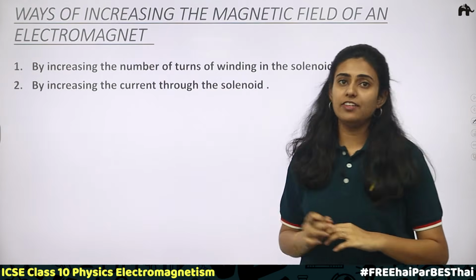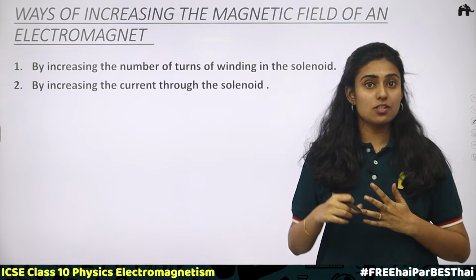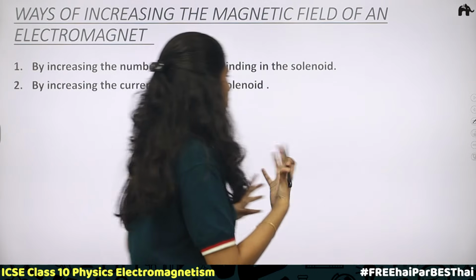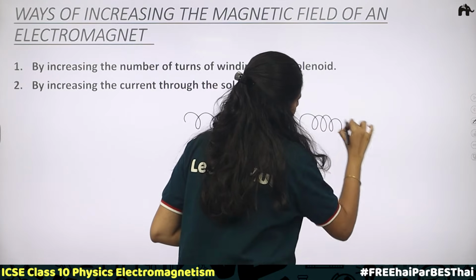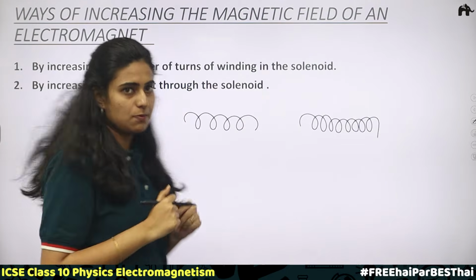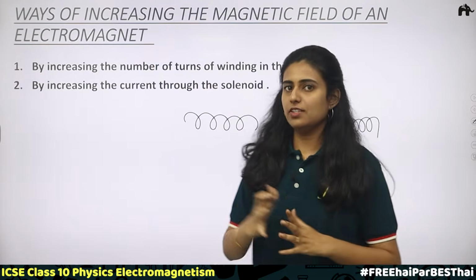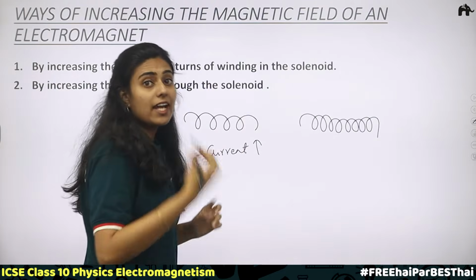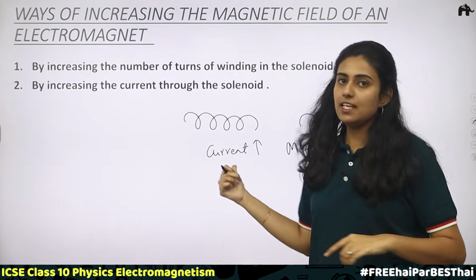Ways of increasing the magnetic field in case of an electromagnet. We know how to increase the magnetic field in case of a current carrying loop, and then in case of a solenoid. So the first point is increasing the number of turns of windings in the solenoid. We are using a solenoid to make an electromagnet. If you have two solenoids, the one with the maximum number of turns can produce more magnetic field. Second, by increasing the current through the solenoid. This point we also discussed. On increasing current, the magnetic field strength also increases. So these are the two points: increasing the number of turns and increasing the strength of current.